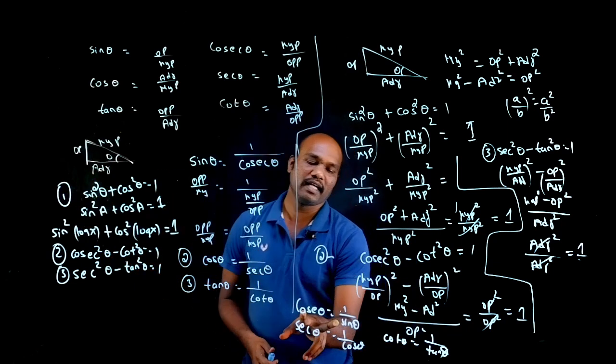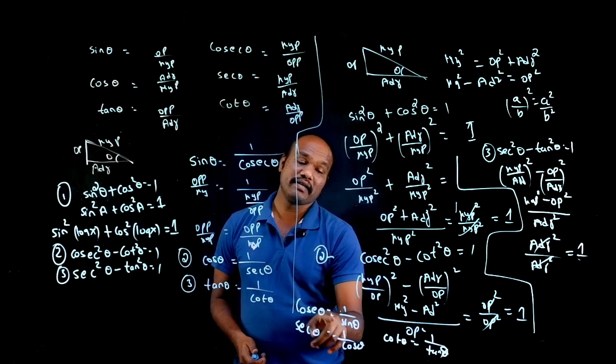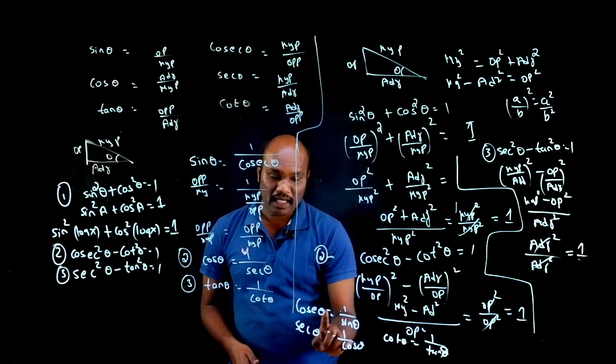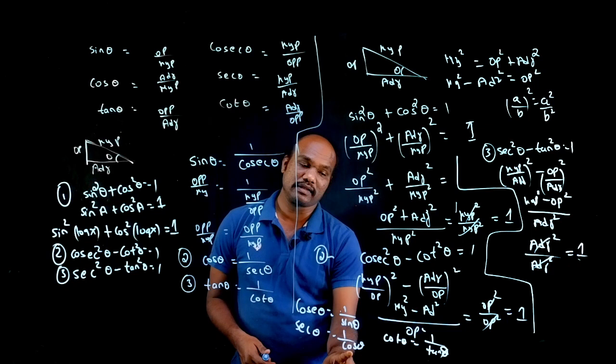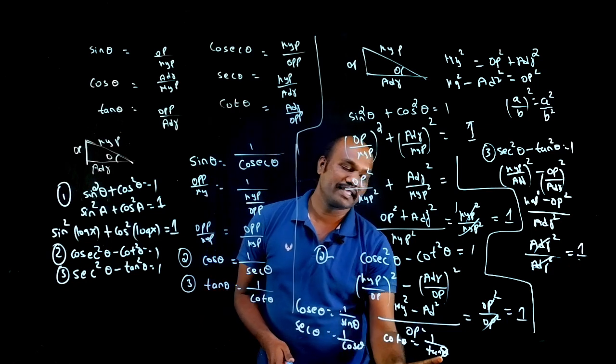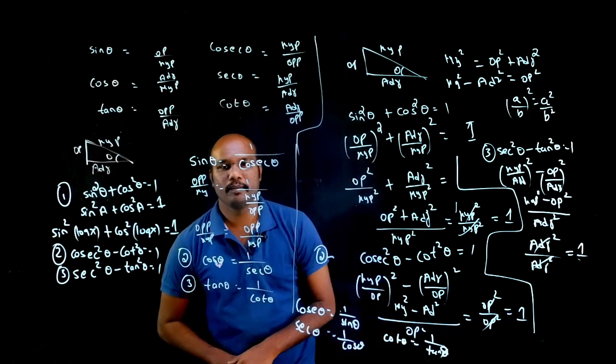And also we derived something like this. Never calculate cosecant. Always calculate sin and reverse it. Never calculate secant. Always reverse the cos. Never calculate cot. Always reverse tan. This is the simplest form you have to remember.